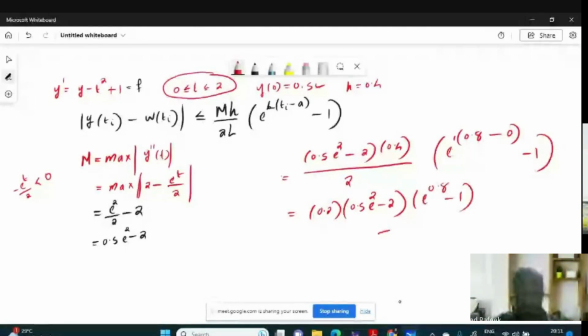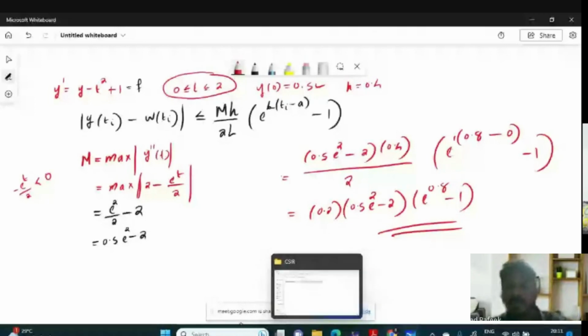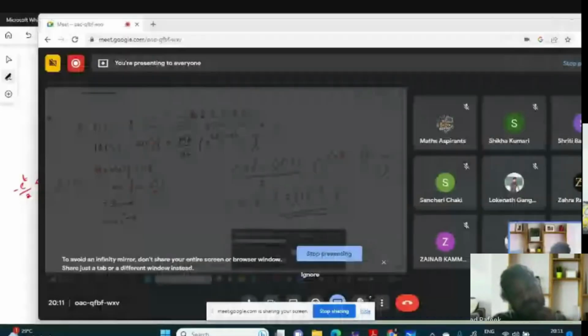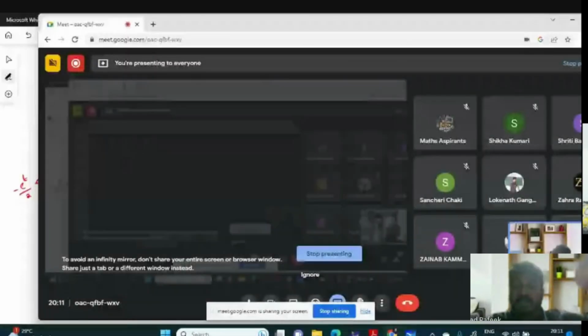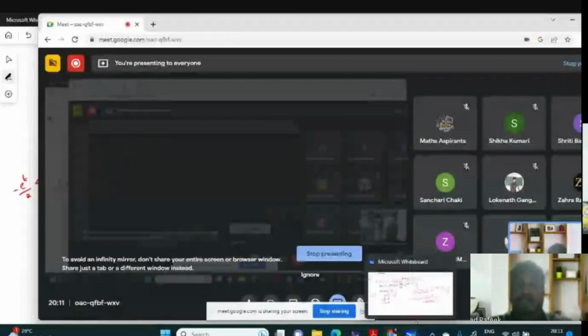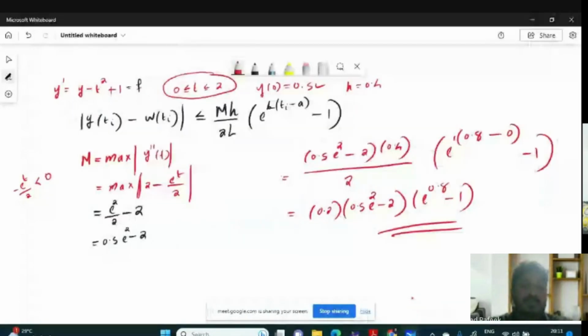Is it clear? Which is the option? Let us see the options. 0.2, 0.5 into e square minus 2, e raised to 0.8 minus 1. Yes, option C is correct. Clear? So just understand that error bound. Just remember that error bound. Okay, fine.